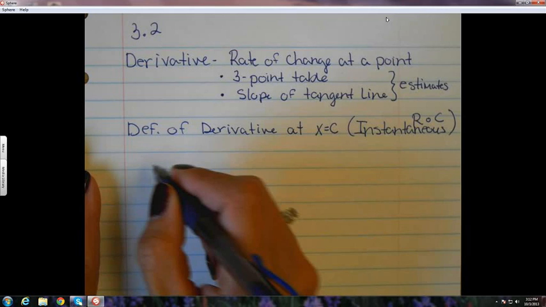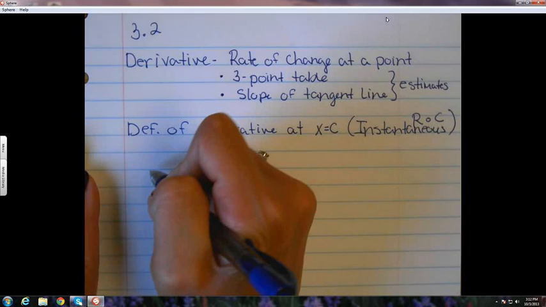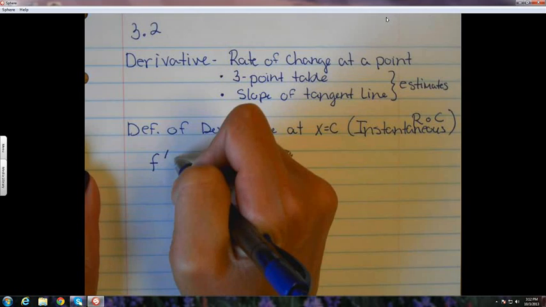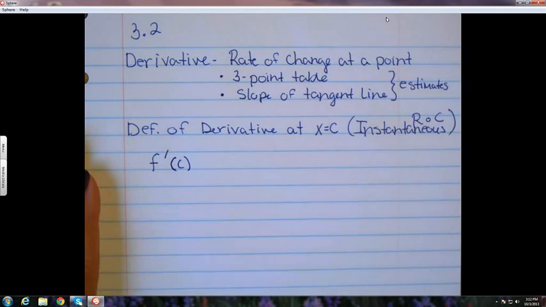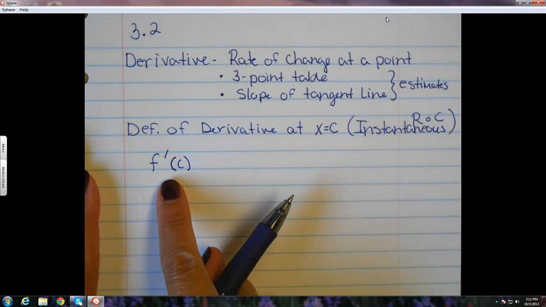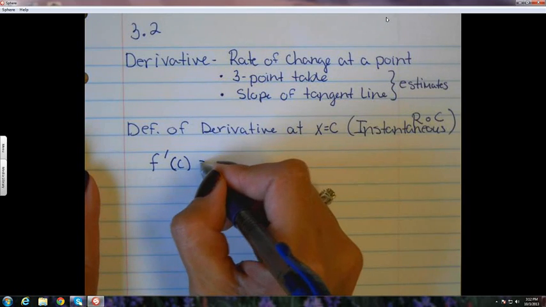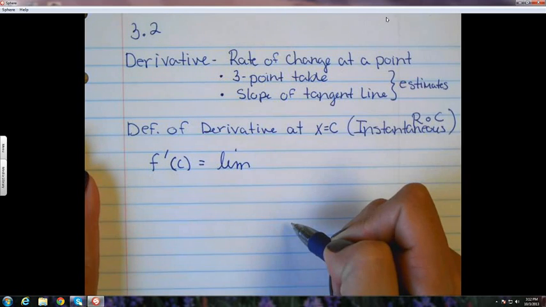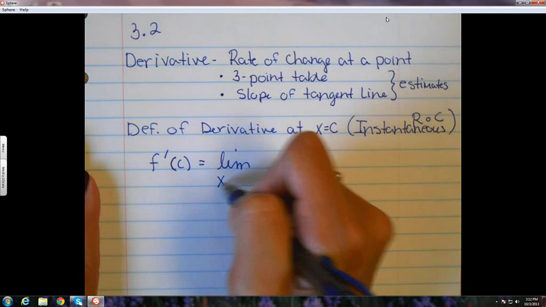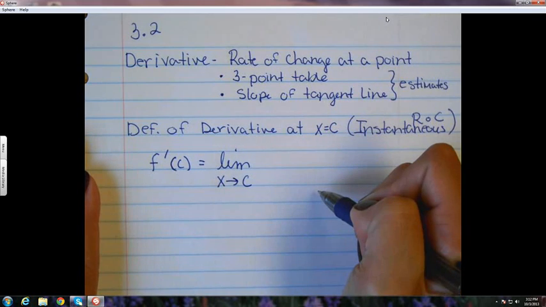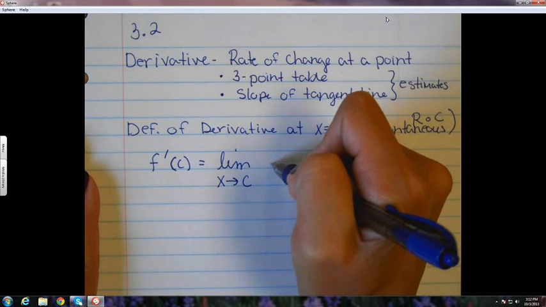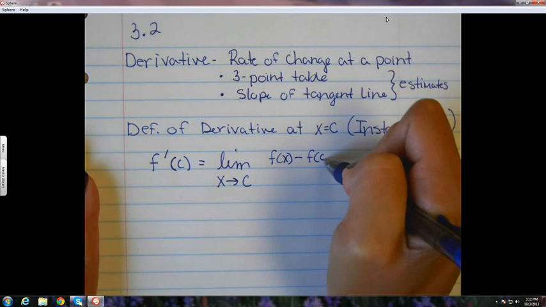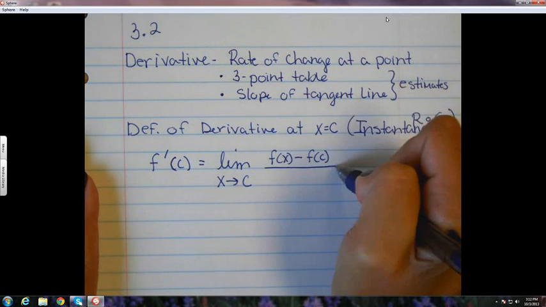And first of all, the notation we're going to be using for derivative is a prime. It's called f prime of c. That means find the derivative at c. So we're not going to use the words too much anymore. We're going to be using symbols. And the definition has a limit in it. And that's why we did a whole chapter on limits. It's the limit as x approaches c of f of x minus f of c all over x minus c.